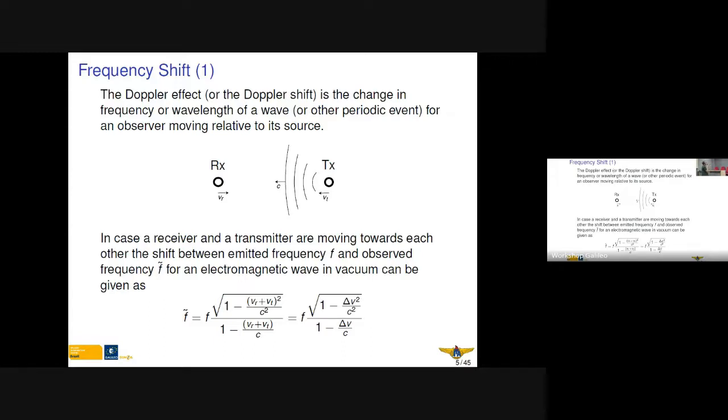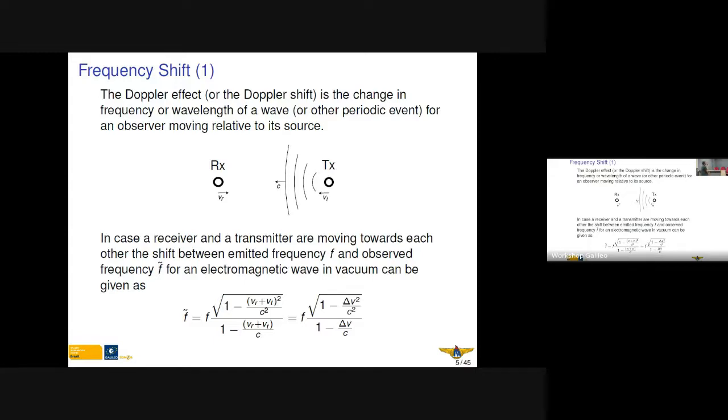Both of them could have a velocity, so the receiver has the velocity Vr and the transmitter has the velocity Vt, and we see here the wave has the velocity of the speed of light, so we consider propagation in vacuum. In case a receiver and a transmitter are moving towards each other, the shift between emitted frequency and observed frequency F tilde for an electromagnetic wave in vacuum can be given by this formula here.